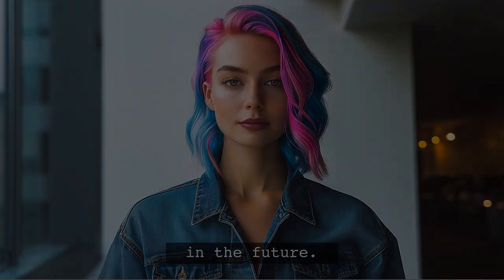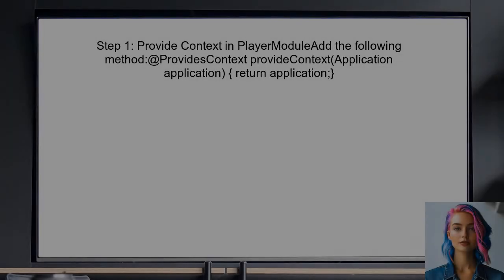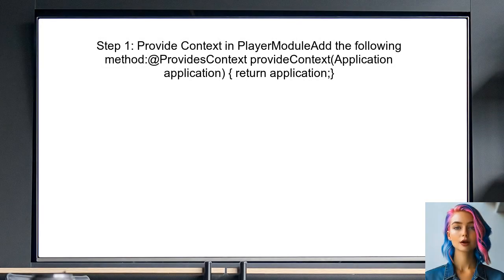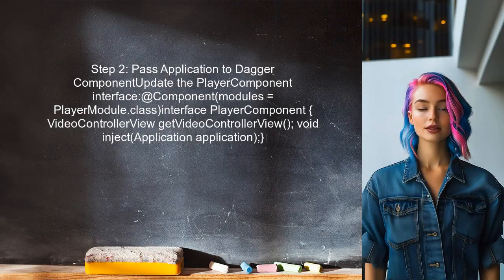To resolve the error regarding the android.content.Context, the user needs to provide a method that supplies the context object. This can be done by adding a new method in the player module class. Next, the user should ensure that the application class is passed to the Dagger component. This allows Dagger to access the application context.